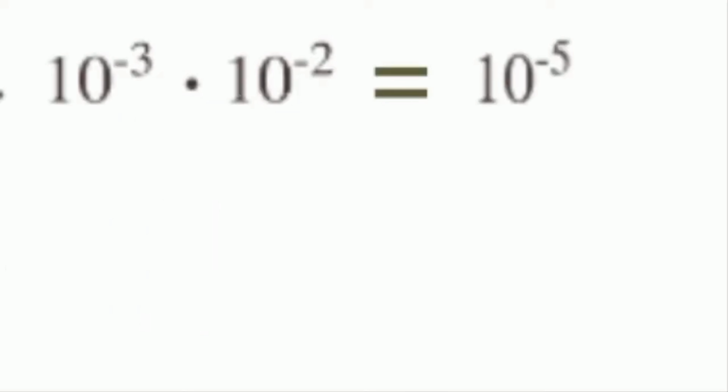A quicker way to do it would be to add their exponents. Negative 3 plus negative 2 equals negative 5. So 10 to the power of negative 3 times 10 to the power of negative 2 equals 10 to the power of negative 5.